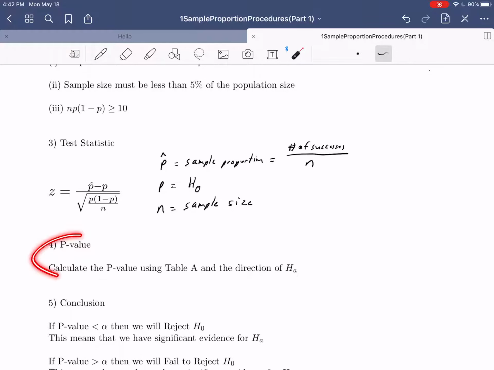All right, when you go to step 4 to calculate the p-value, because your test statistic is going to be a z-test statistic, you won't need to use table C. Instead, you'll be using your old table A and the direction of the alternate hypothesis.